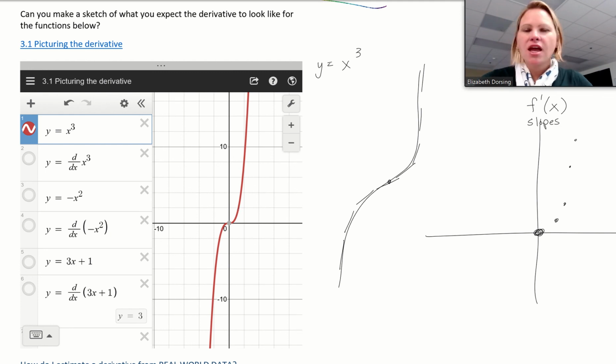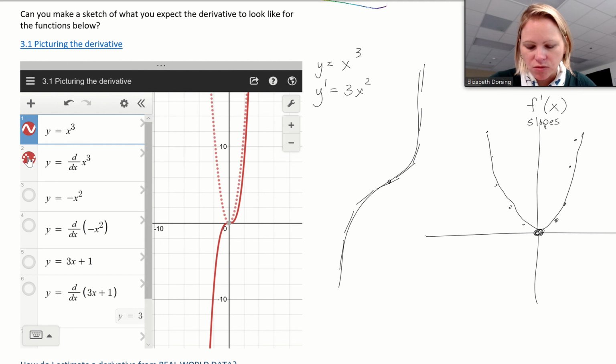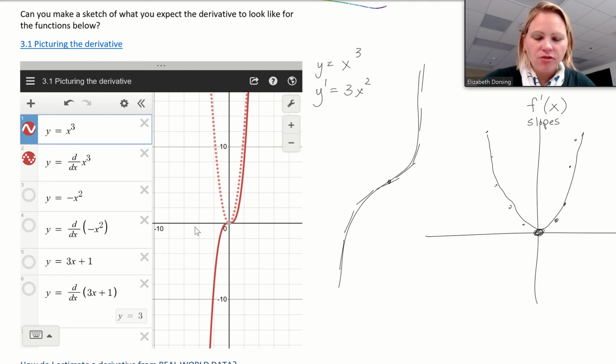And then the same thing happens on the left-hand side. Even though it goes down below the y-axis, your slopes are still positive values. And they start out less steep, and they get more and more steep. So if we know that our derivative is supposed to be 3x squared, like we found in example 1, we should see a parabola. So when I make a sketch of this, my graph should kind of follow this basic pattern. So let's see what happens when we show it. Oh, there it is. And yep, the derivative graph is a parabola.